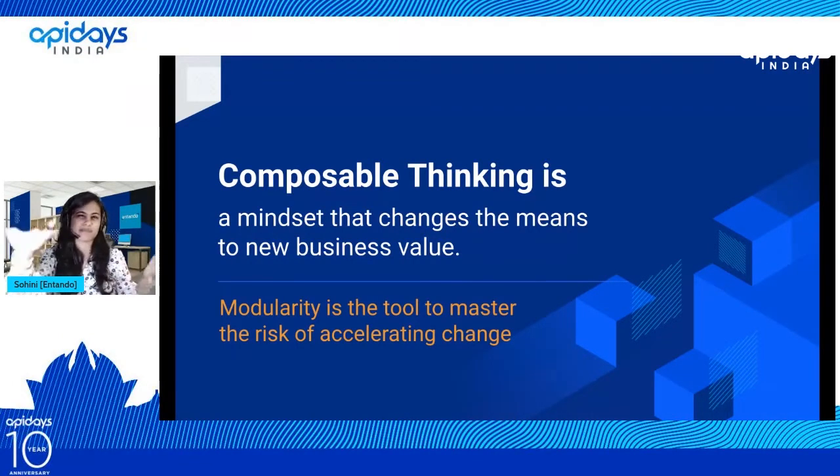I've spoken a lot about composable, but what is composable thinking? It is definitely a mindset, a thought process that changes the means to a new business value. So here, you don't lose your creativity. You don't when you think composable. All you need to do is combine together the principles of modularity, autonomy, orchestration, and discovery with composable thinking. And lastly, as I spoke about composable business, I'd like to add composable thinking is also a very important building block for a composable business.